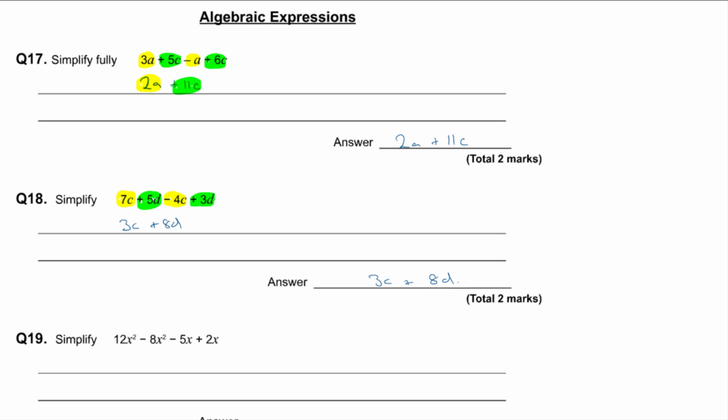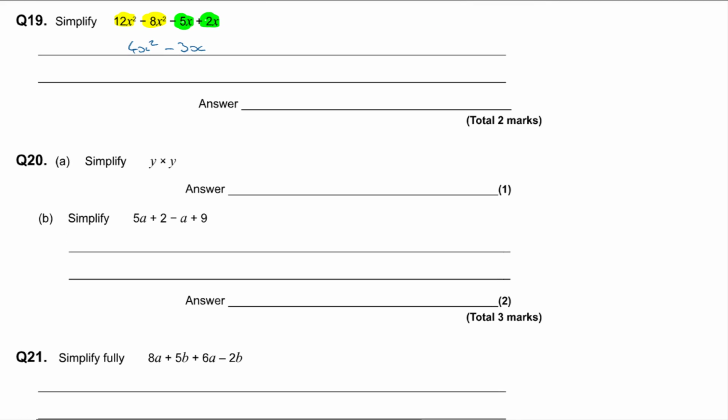Next up, I've got 12x squared minus 8x squared minus 5x plus 2x. Now, all these terms have to do with x, but these ones have to do with x squared, and these ones have to do with x. So these are different types of terms. x squared terms are different from x terms. So collecting the x squared terms together, I've got 12x squared minus 8x squared. That leaves me with 4x squared. And I've got minus 5x plus 2x. Now, if you're at negative 5 on the number line and you add on 2, it's going to take you up to negative 3. So that's going to give me minus 3x altogether. So 4x squared minus 3x is my final answer.